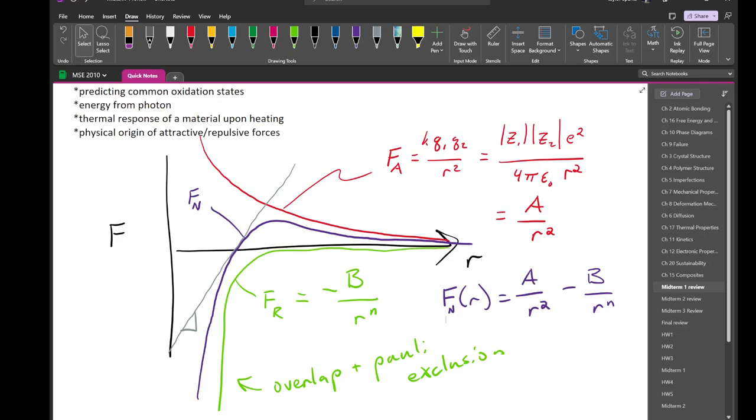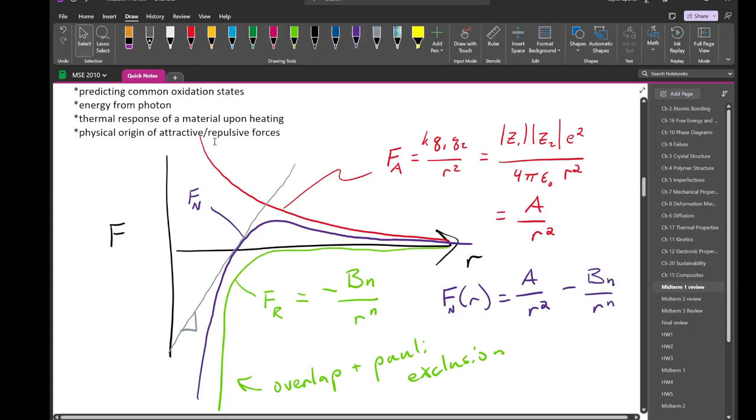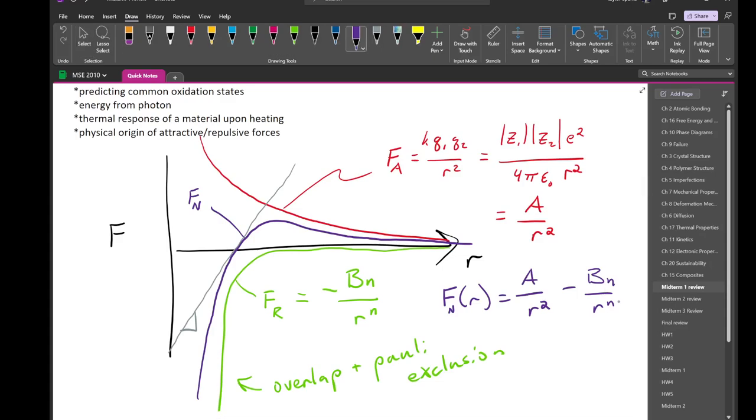According to my notes, the repulsive force is B times N over R to the N plus 1. Is that correct? Is that force? The force. I think you're right. It's energy that doesn't have it. Thank you for catching that.